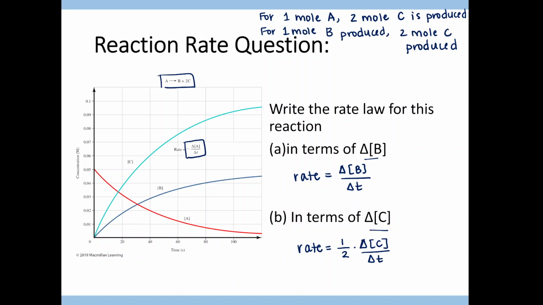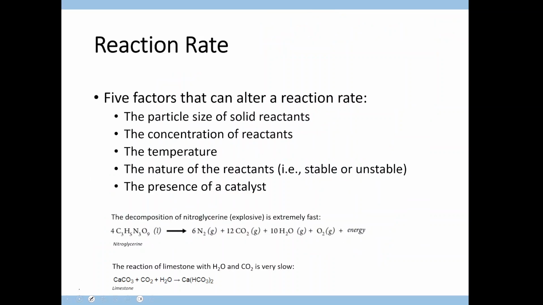So again, rate is the change in concentration of a product or reactant over the change in time, and the stoichiometric ratio, or the coefficients in a balanced chemical equation, will influence the rate for different reactions. Now, there are other factors that can alter a reaction rate. One is the particle size of solid reactants. So I'll briefly explain this one here.